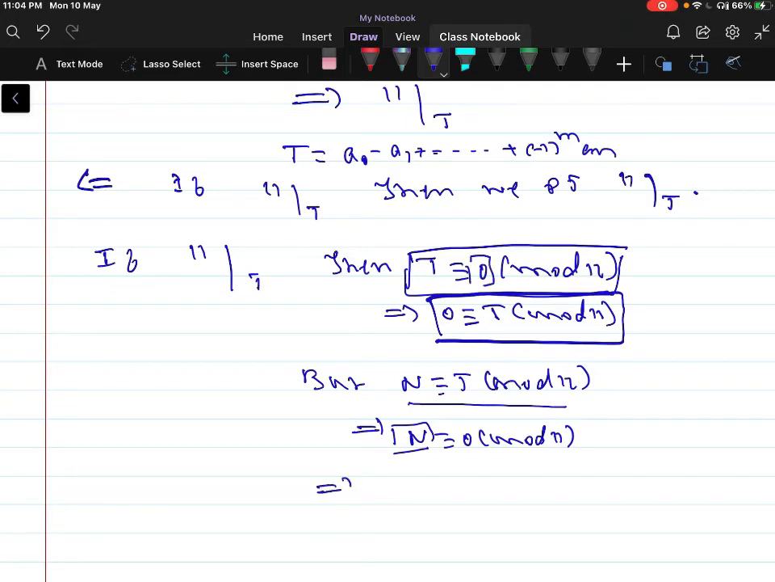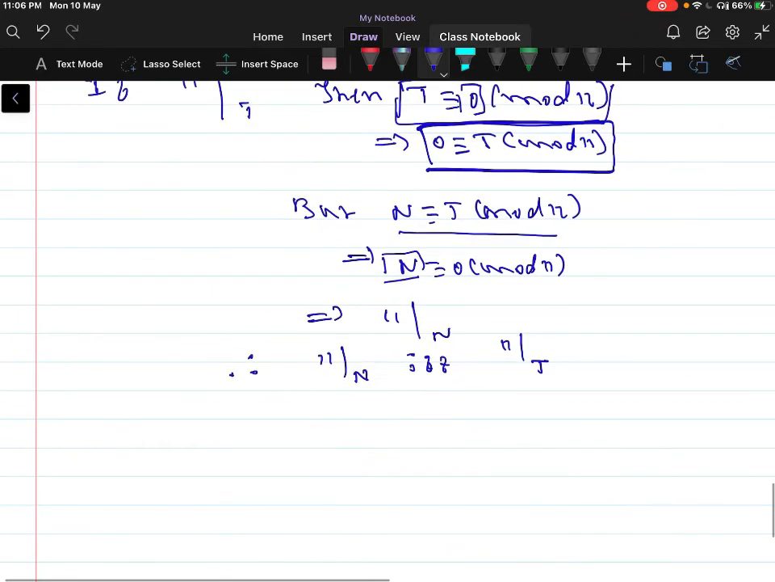So this implies 11 divides n. Therefore 11 divides n if and only if 11 divides t, where t is equal to a0 minus a1 plus a2 minus a3 and so on plus or minus 1 to the power of m into am.